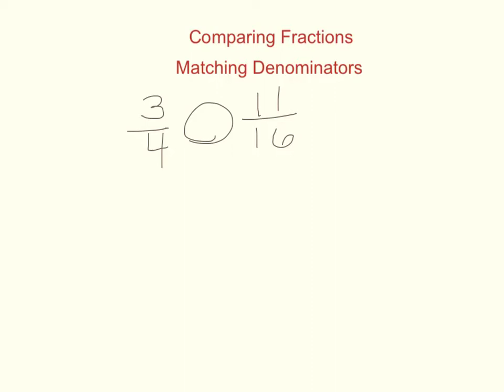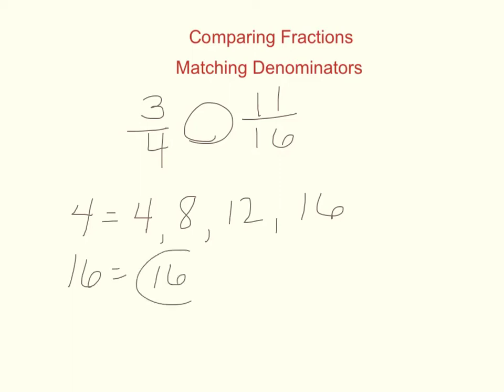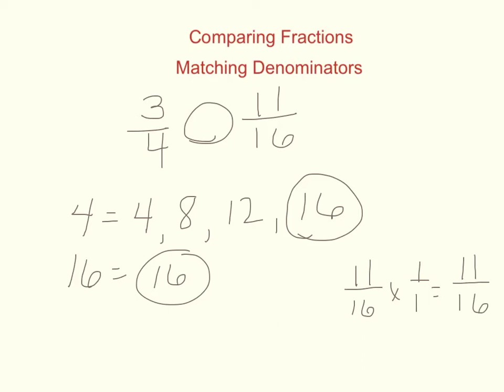Let's see, let's take 4 and see if we can find our least common multiple. You all remember how to do that, don't you? 4, 8, 12, 16. Oh, look, I have a common multiple, because the common multiple of 16 is 16, right? I have a least common multiple of 16 for both fractions. So I do not have to change my 11/16, because 11/16 times 1 over 1 equals 11/16, right? We're not doing any changing to our fraction of 11/16.